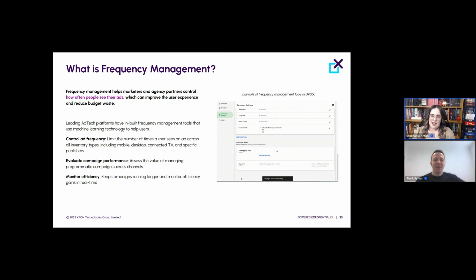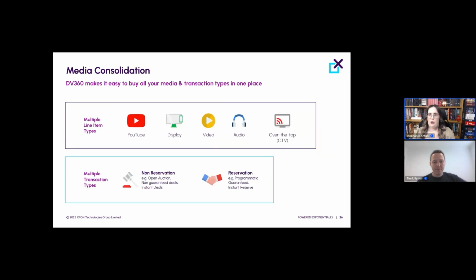It is very much a core concept to advertising, but with the right technology, you can take frequency management to a whole new level. So one of the biggest challenges when it comes to frequency management is media consolidation. In a siloed approach, you might have separate campaigns running on different platforms. You might have YouTube, you might have a third-party ad network, you might be running display through Google Ads, you might have direct deals with publishers, and so on.